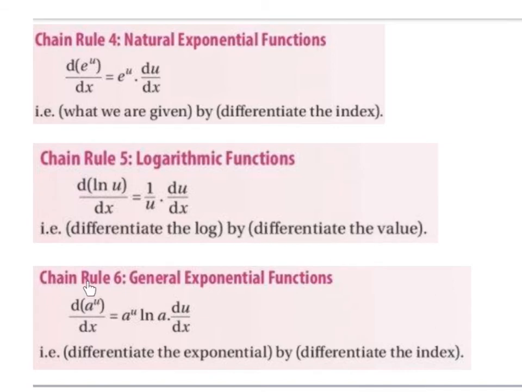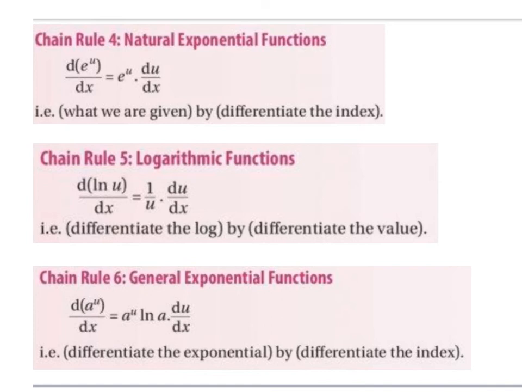And lastly, chain rule 6, general exponential functions. d(a to the power u)/dx is equal to a to the power u times ln a times du/dx, or a to the power u natural log a times du/dx, i.e. differentiate the exponential and multiply it by the derivative of the index or the power.